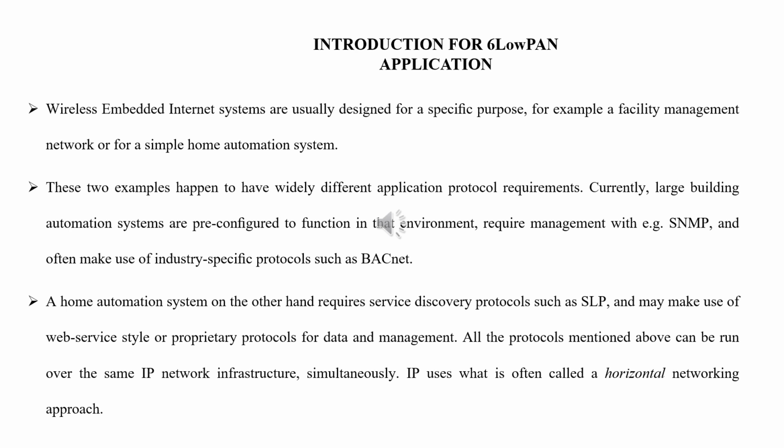The limitations of 6LoWPAN, such as small frame size, limited data rates, limited memory, and sleeping node cycles, along with the mobility of devices, make the design of new application protocols and the adaptation of existing ones difficult. All the protocols mentioned for the application can be run over the same IP network infrastructure simultaneously. IP uses what is often called a horizontal networking approach.